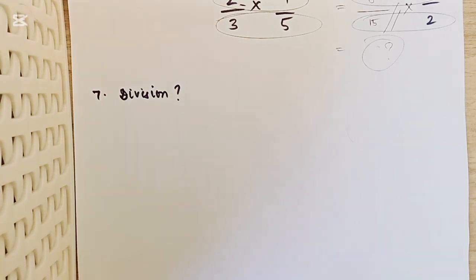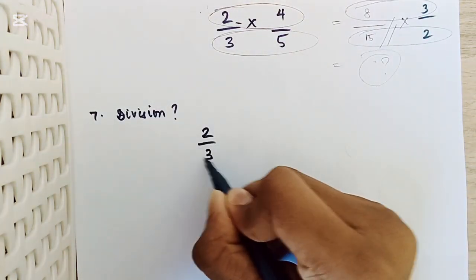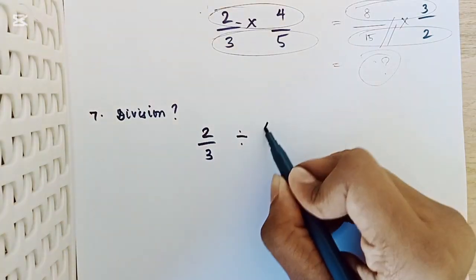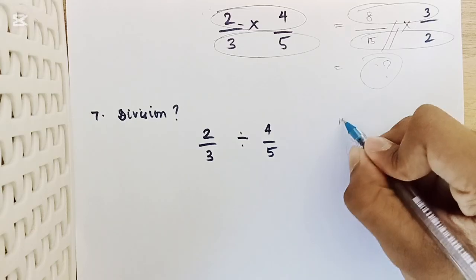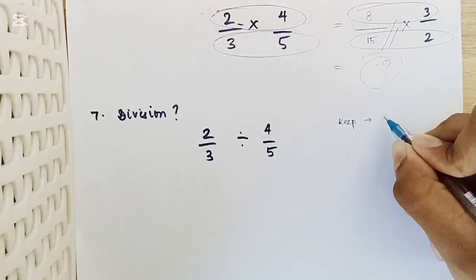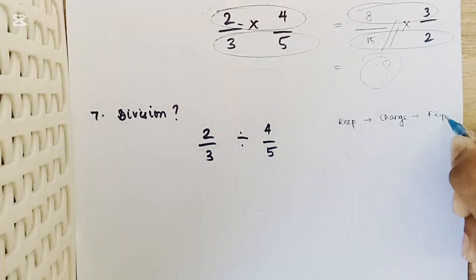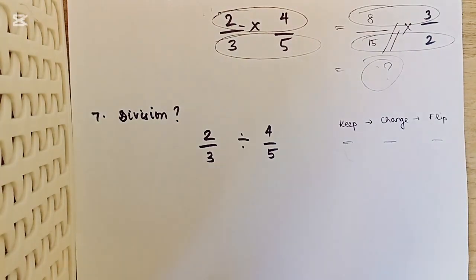The next topic that we'll be looking at is division of fractions. So this is a bit tricky, but then this is easy as well. Just you need to remember one trick. Alright, so this is the question. 2 by 3 divided by 4 by 5. The trick is keep, change, flip. So what do I mean by keep, change and flip?